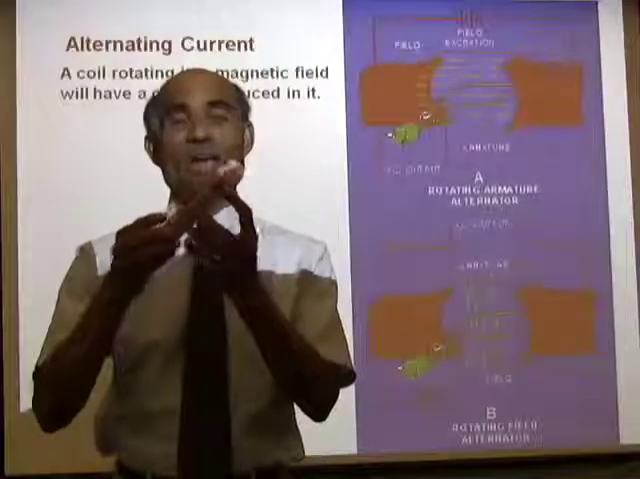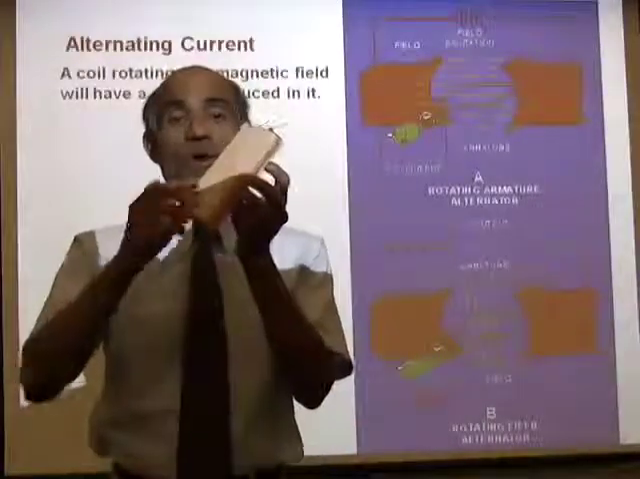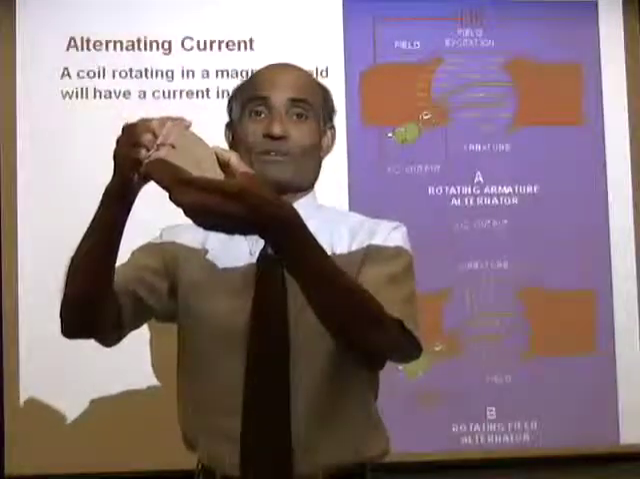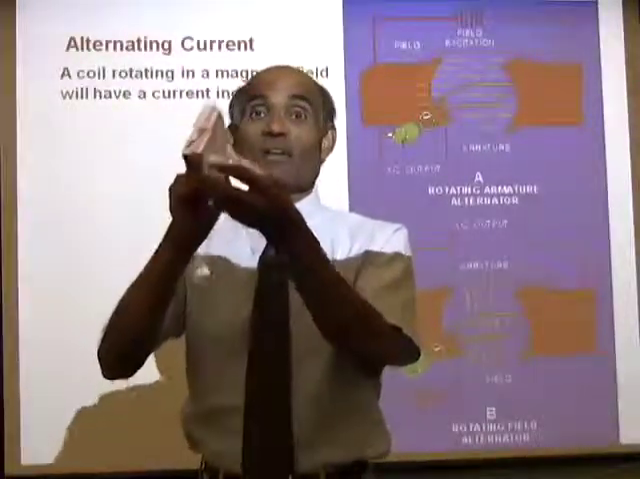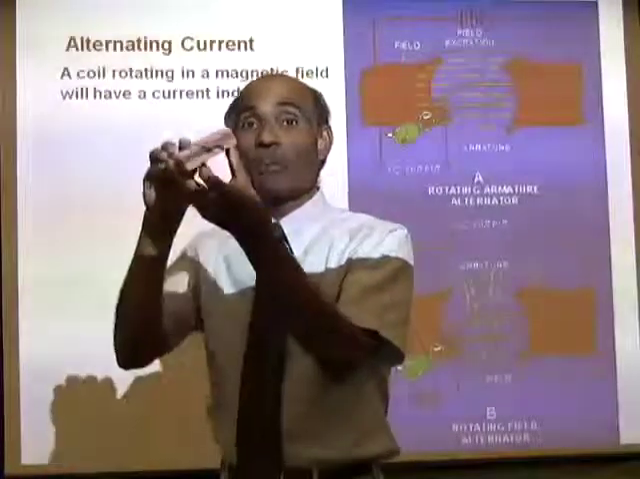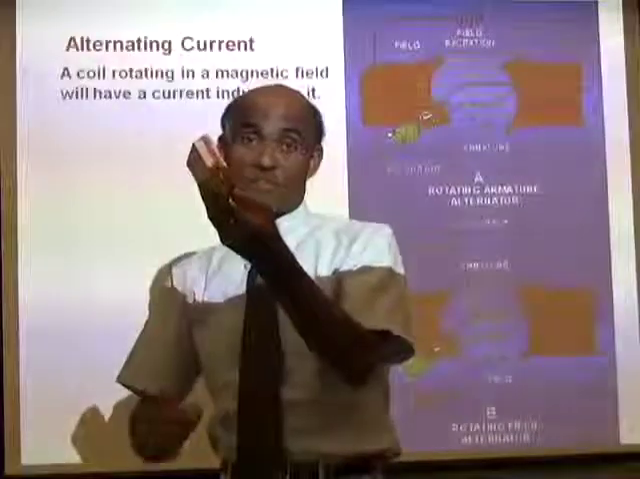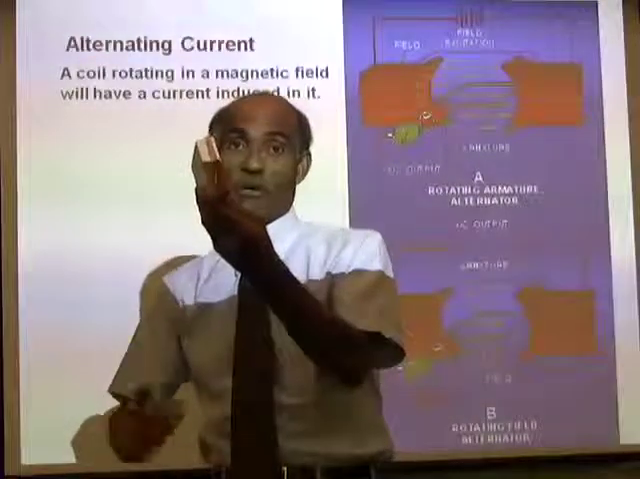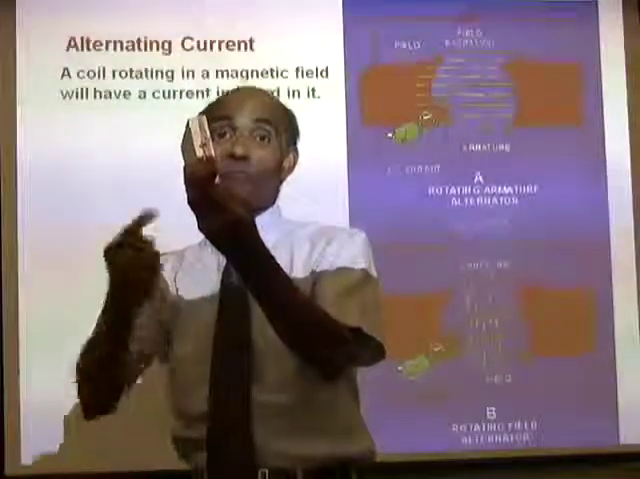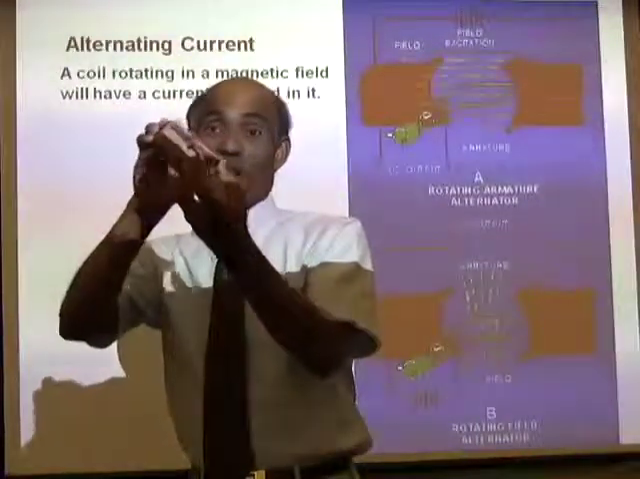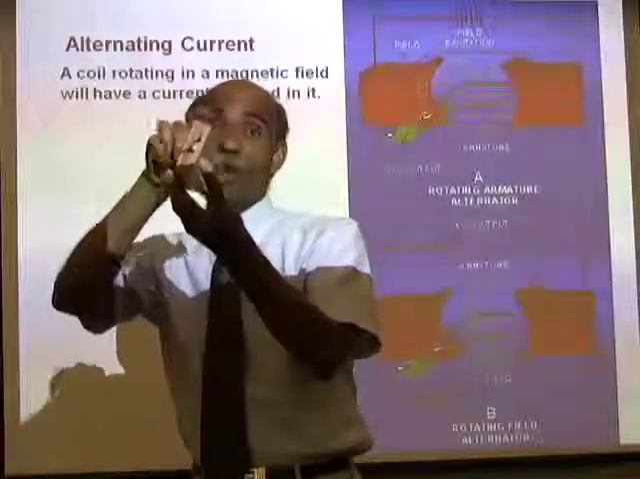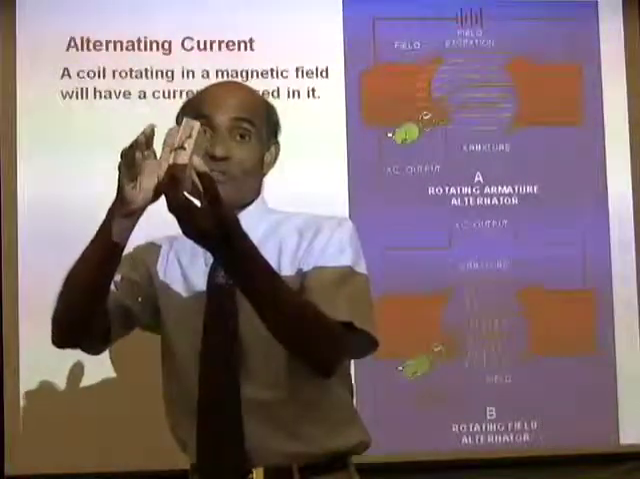I have with me a rectangular frame on which I have wound a coil of wire. In the last lesson we found that if such a coil is rotated in a magnetic field, imagine that there is a magnetic field directed from the floor to the ceiling, there are lines of force going from the floor to the ceiling. If I rotate this inside that magnetic field, this coil will be cutting the lines of force.